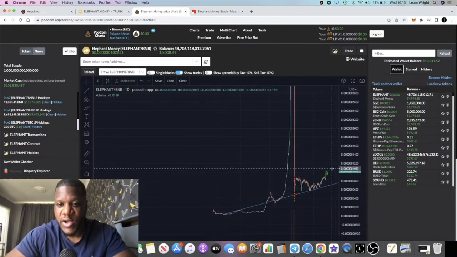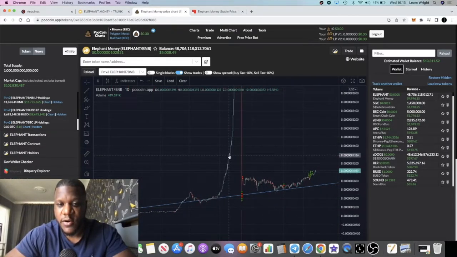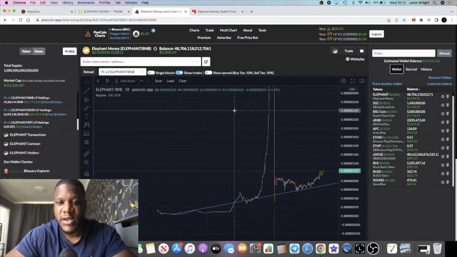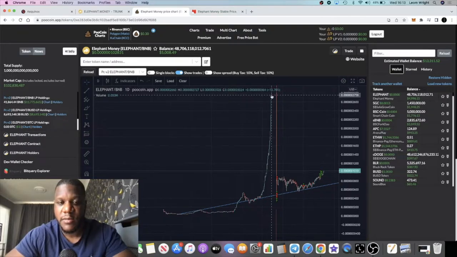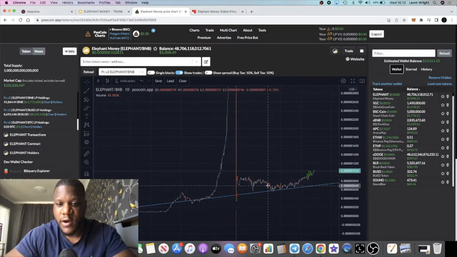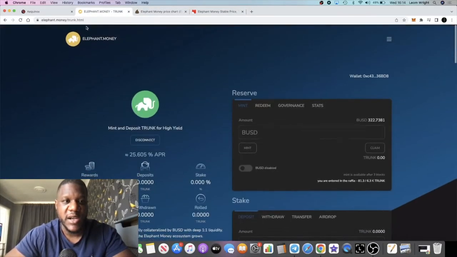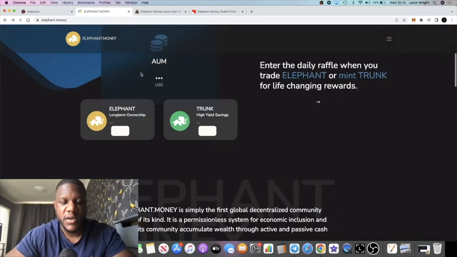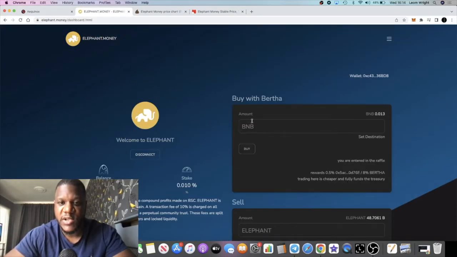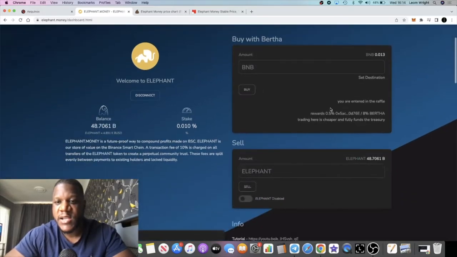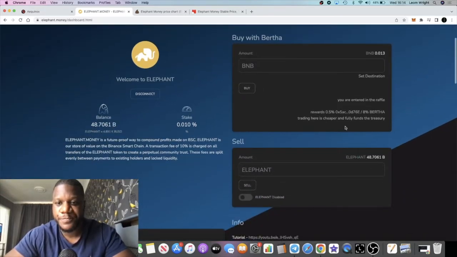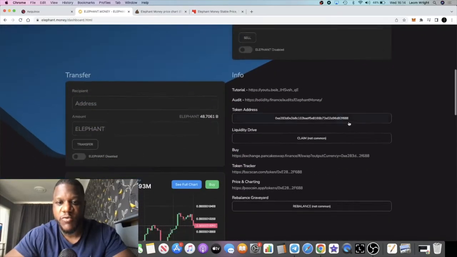It's in an uptrend. This action over here, I'm not even sure what the catalyst was that sent it to the moon, but that was a pretty magnetic pump. It's looking pretty decent. It looks like they're doing what they need to do to get this back on peg, because what they've done is you can mint, you can buy Elephant using this Buy with Bertha, that enters you into a raffle, and there are prizes to be won in that raffle.